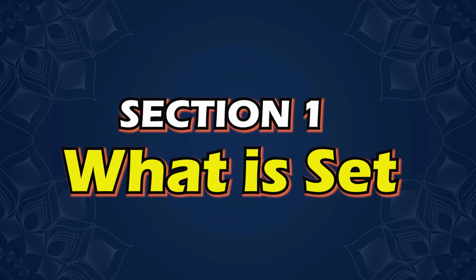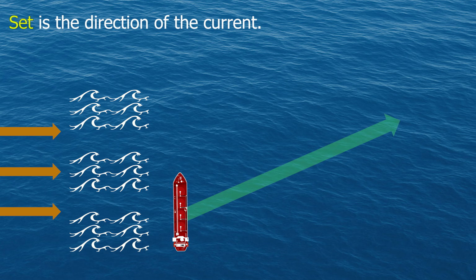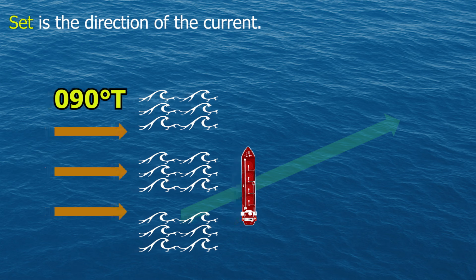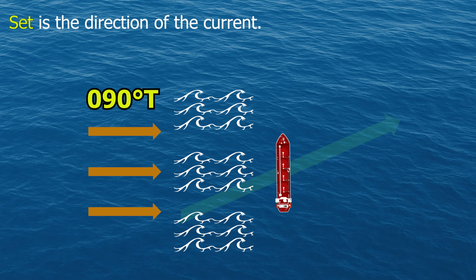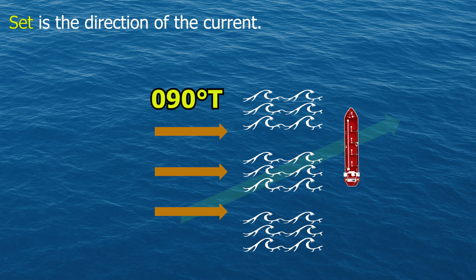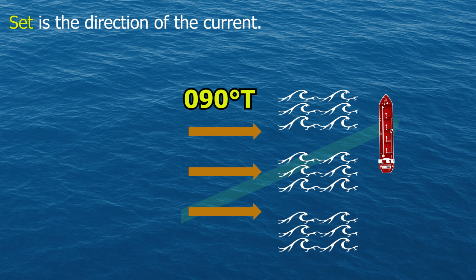Section 1. What is set? Set is the direction the current is pushing your vessel, expressed in degrees true. Think of it like the current's heading. If the set is 090 degrees true, that means the current is flowing toward the east.